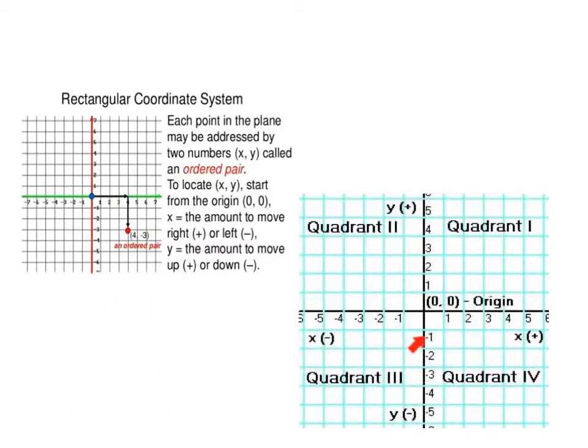In general, this horizontal number line is called the x-axis, and the vertical number line is called the y-axis. Horizontal alphabetically comes before vertical, x comes before y, so they go together.